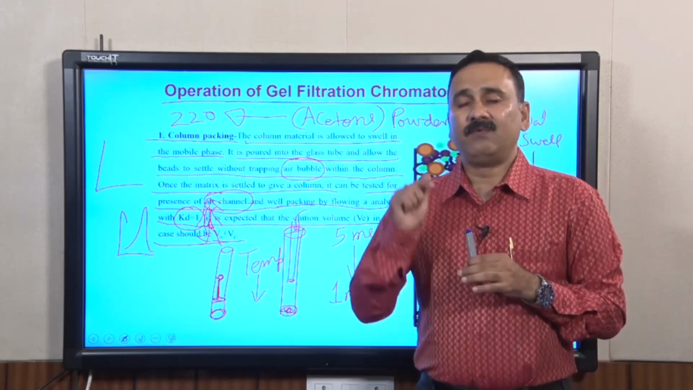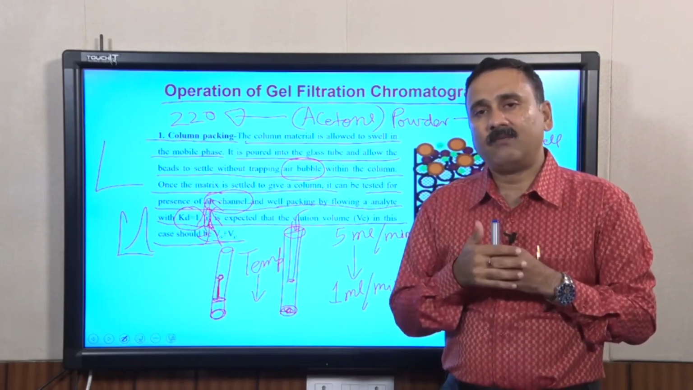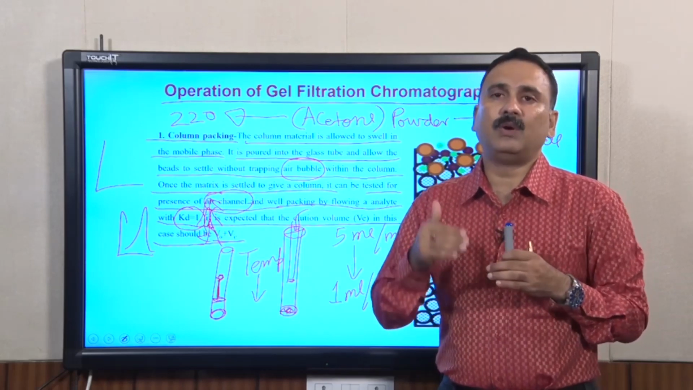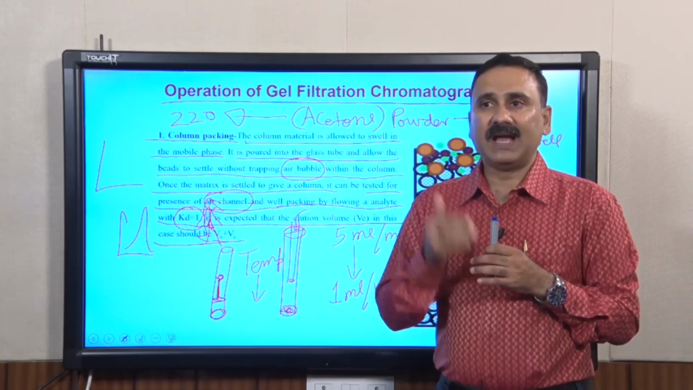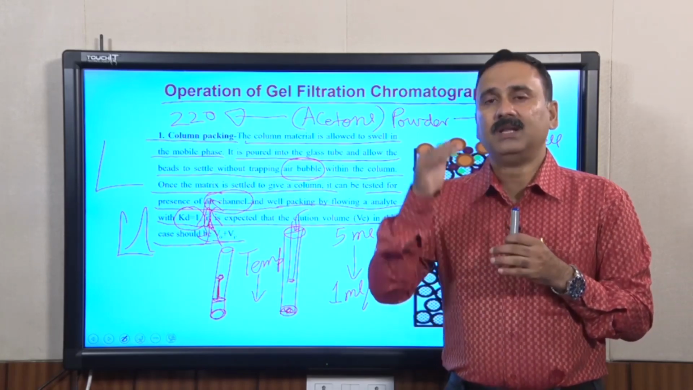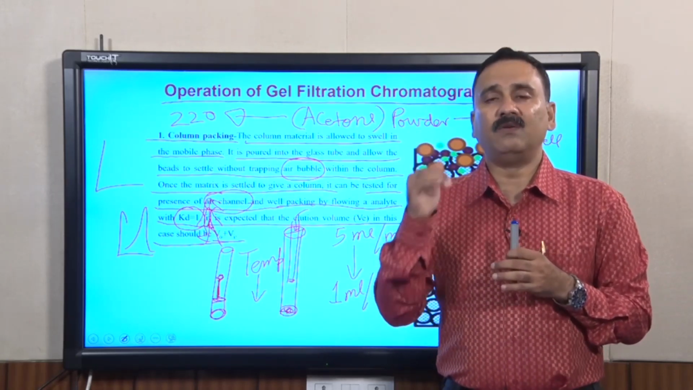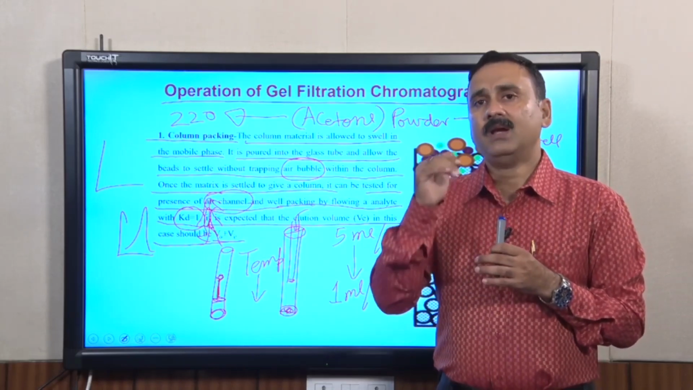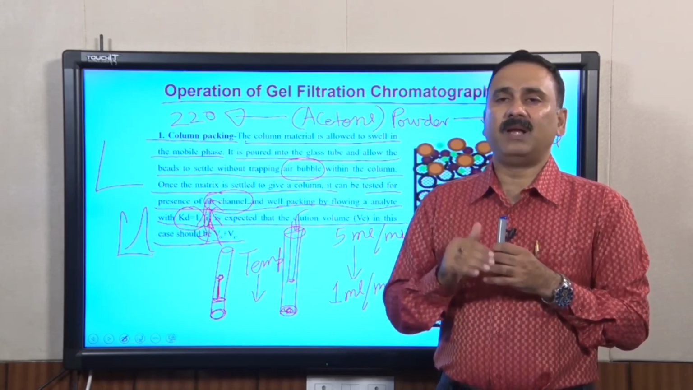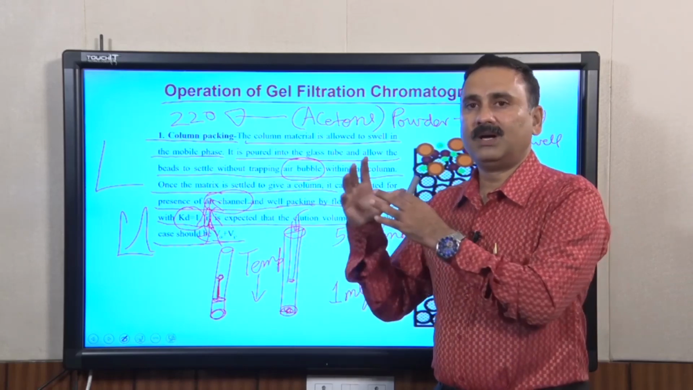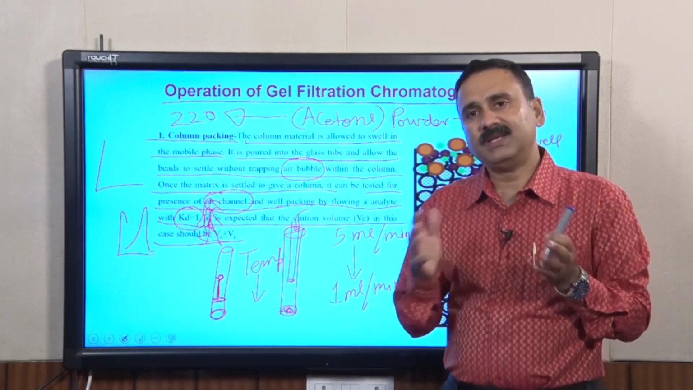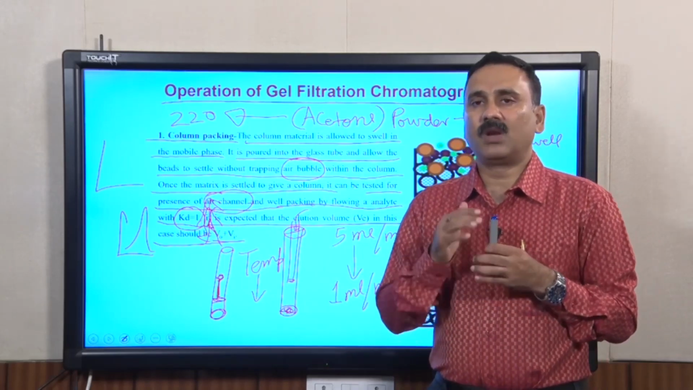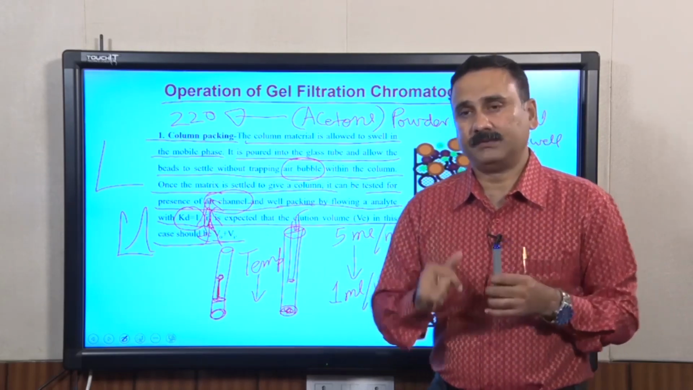Other than that, if you would like to avoid air bubbles or channels, you also have to use water which is degassed. Degassing means you reduce the amount of dissolved oxygen. You can do it simply by putting the liquid into a vacuum, or you can also do sonication. Both of these processes remove the oxygen from the water.